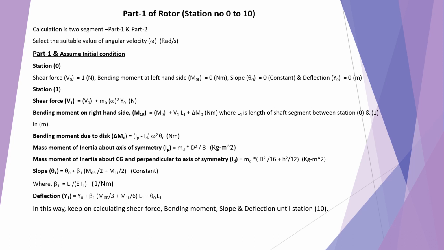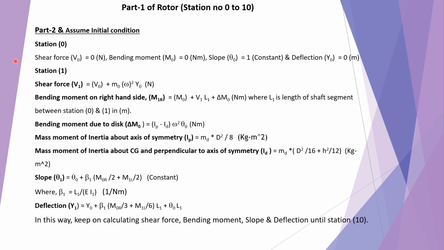Slope theta 1 is equal to theta 0 plus beta 1 into bracket start M0R upon 2 plus M1L upon 2 bracket close. Deflection y1 is equal to y0 plus beta 1 into bracket start M0R upon 3 plus M1L divided by 6 bracket close into L1 plus theta 0 into L1. So in this way, keep on calculating shear force, bending moment, slope and deflection until station 10.